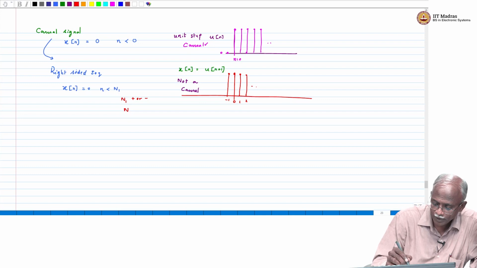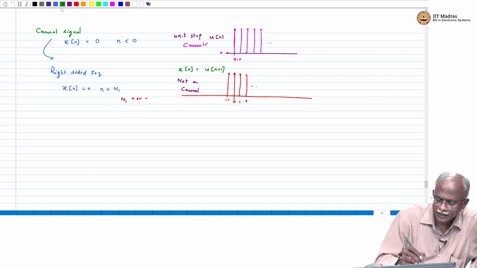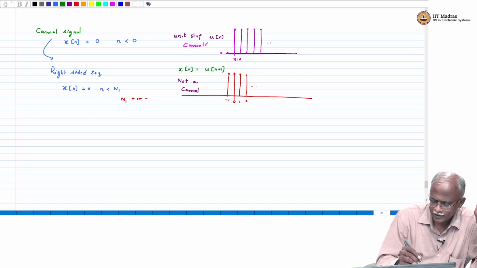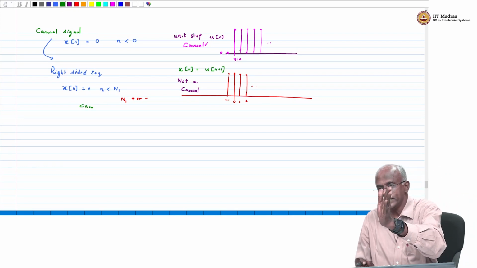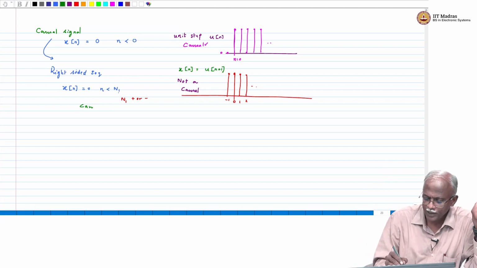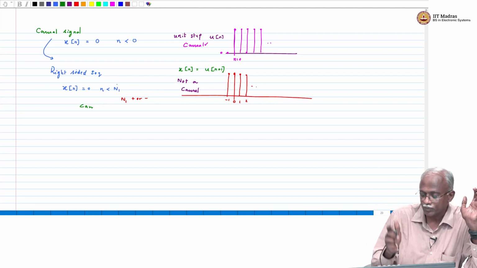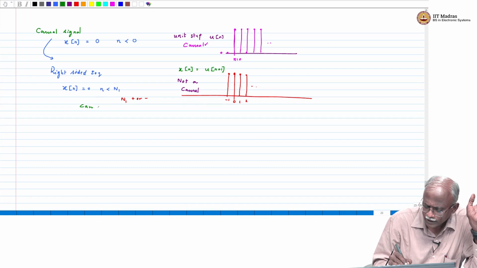This is a sequence that can be of infinite length. So, right-sided signal. For example, is unit step a right-sided sequence? Yes. What is the value of n1? n1 is 0. So, it can be an infinite length sequence.